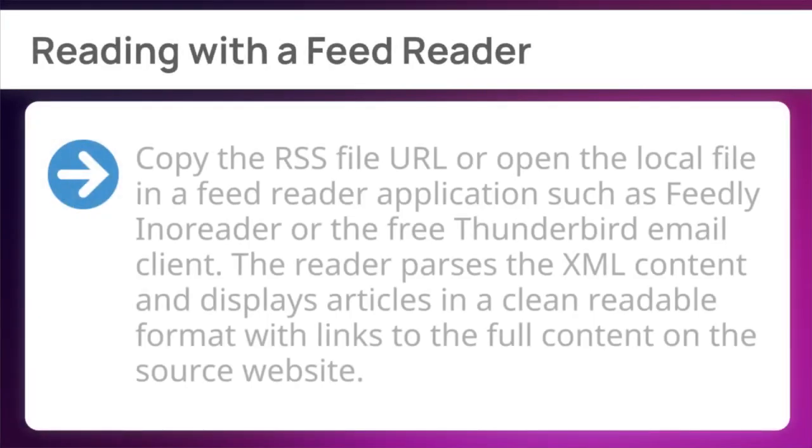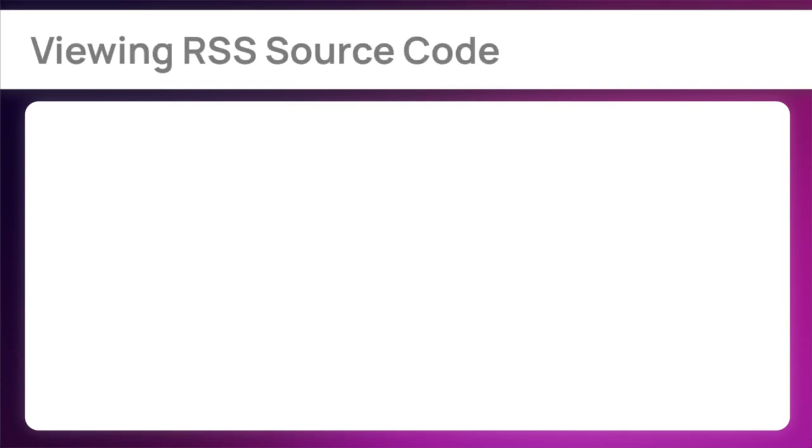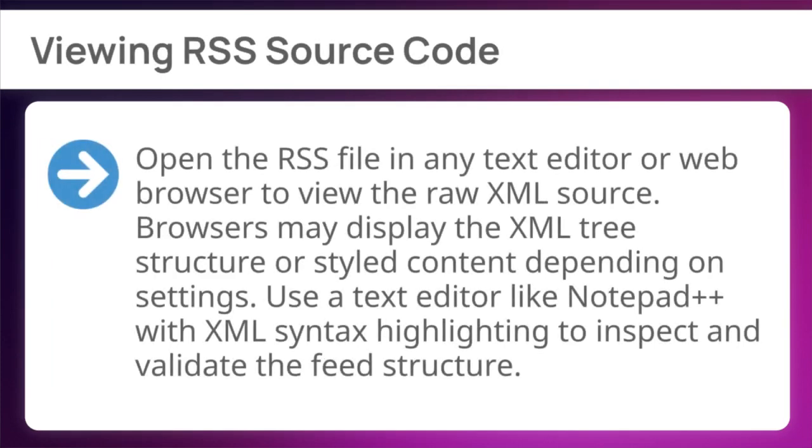First, reading with a feed reader: copy the RSS file URL, or open the local file in a feed reader application such as Feedly, InnoReader, or the free Thunderbird email client. The reader parses the XML content and displays articles in a clean, readable format with links to the full content on the source website.